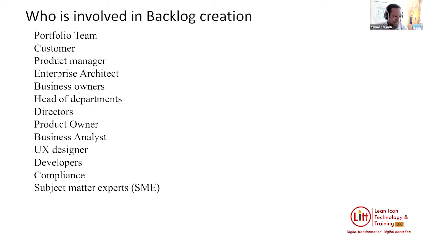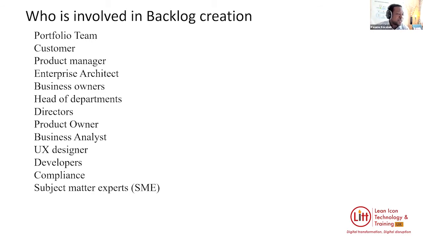From a SAFe perspective, from a Scaled Agile perspective, from a non-Scaled Agile perspective, most people would say the product backlog is owned by the product owner. But today we'll say the product backlog is owned by a product manager. They get input from the enterprise architects, the business owners, the various heads of department, which we'll call business owners, directors, product owners, business analysts, UX designers, developers, compliance. And this is a big list of people who would input into the product backlog at different stages.